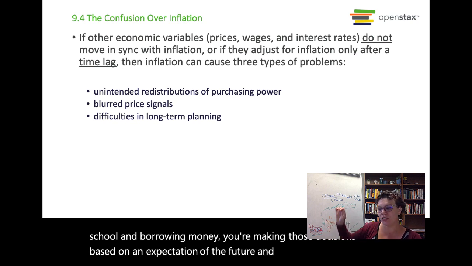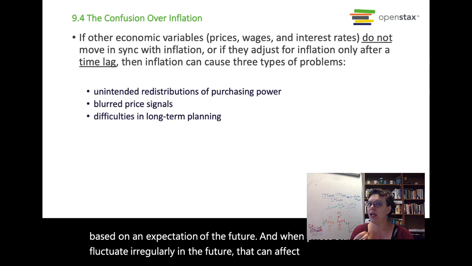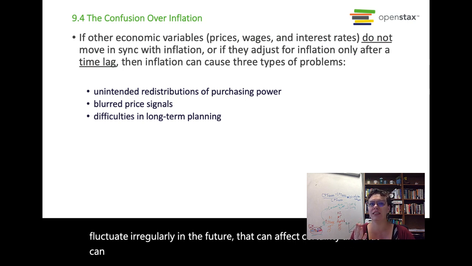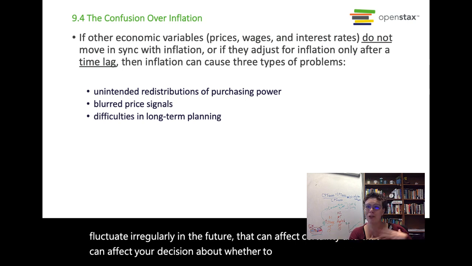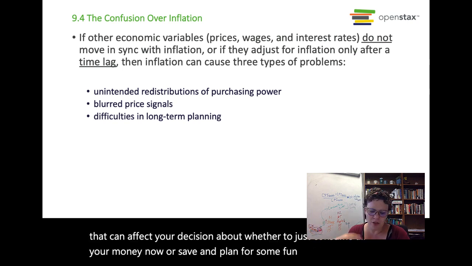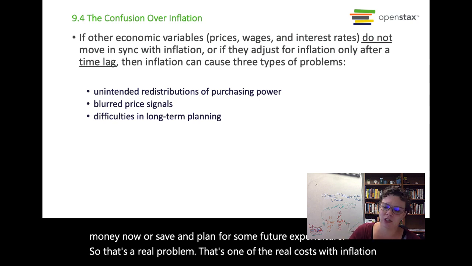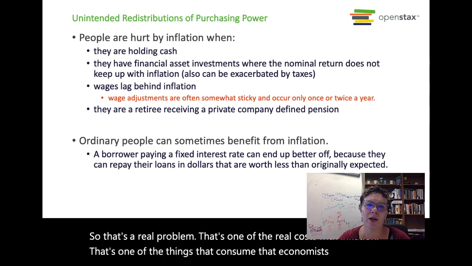And when prices start to fluctuate irregularly in the future, that can affect certainty, and that can affect your decision about whether to just consume all your money now or save and plan for some future expenditure. So that's a real problem. That's one of the real costs of inflation. That's one of the things that economists really worry about.